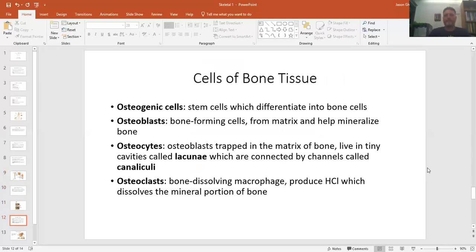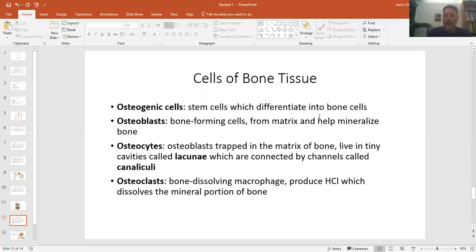Bone cells. Start off with the osteogenic cells. These are the stem cells that are going to grow dependent upon hormones and needs of the body. These cells, when they divide, will mature into any of the other types of cells, depending upon what the body needs. So these are, again, the stem cells that will become all bone cells.